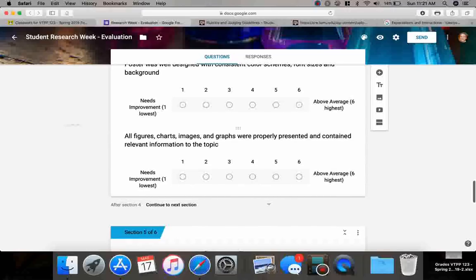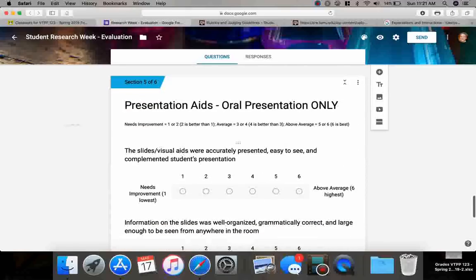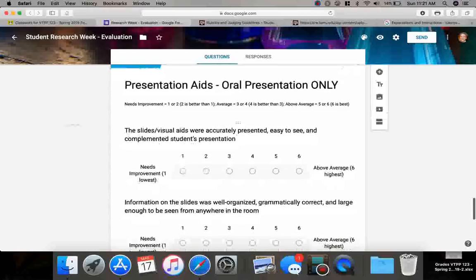All figures, charts, images, and graphs were properly presented and contained relevant information of the topic. Remember when we went in the abstract and you had to make a figure, you made your own figure. You didn't just Google image search something and put it on your poster. Keep that in mind for that one.